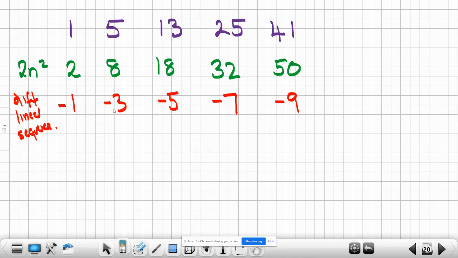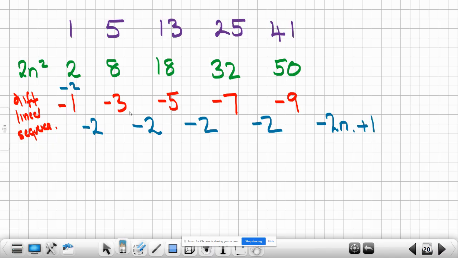So from -1 to -3, that's gone down -2. It's gone down -2 again, -2, -2. So now we can be sure it's a linear sequence because the first difference is a constant. And if we're looking at -2n, then we would expect that to start at -2. But instead it's starting at -1. So it's -2n plus 1.